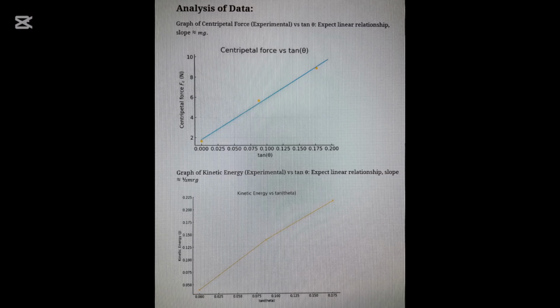Furthermore, as stated at the beginning of the experiment, I plotted graphs showing that both centripetal force and kinetic energy increase as the inclination angle increases. These graphs clearly illustrate the relationship between the angle of the plane and the dynamic behavior of the circular motion.